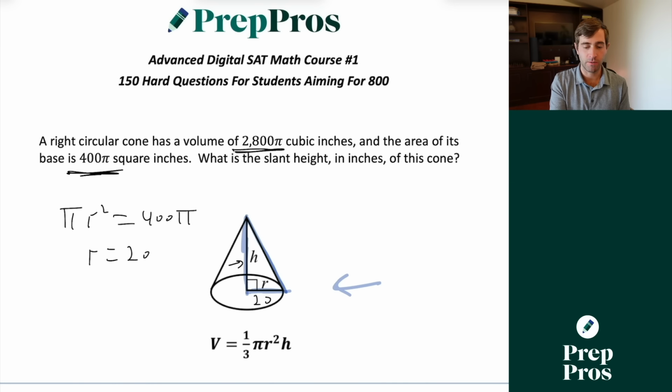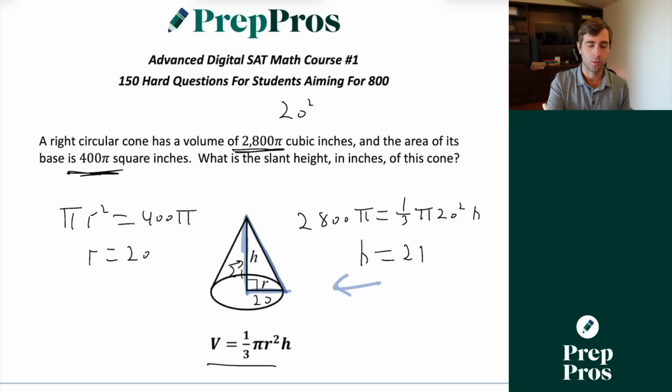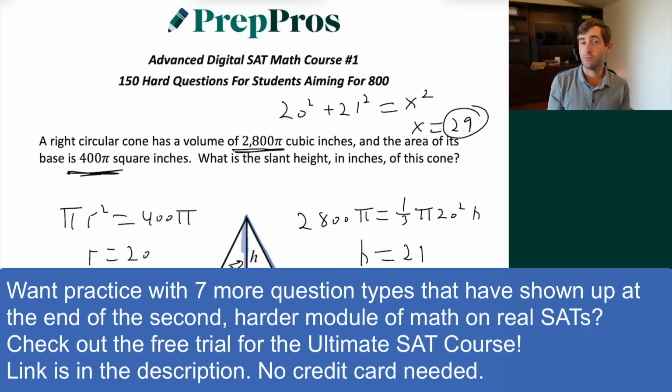So we're simply going to use our volume and the volume formula. So we're going to do our 2,800 pi is equal to 1/3 pi r squared, which we know the radius is 20. So we will do the 20 squared times our height. When we solve this through, we will get the height is 21. And now all we have to do is our 20 squared plus our 21 squared is equal to our x squared. And this will give us that the slant height is equal to 29. If you see one of these cone questions, remember to think Pythagorean theorem, and you're going to have a really good chance of solving it.